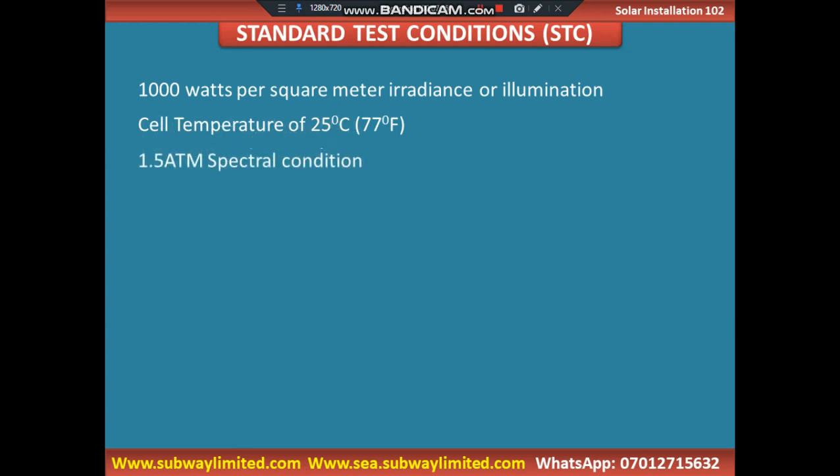And a 1.5 spectral condition. When we are talking about spectral condition, we are talking about the atmospheric conditions that the solar panel is subjected to. So these are some of the standard test conditions that manufacturers use for any solar panel they produce.